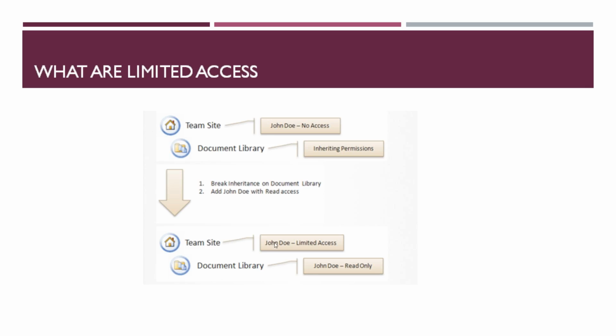So I want to talk about limited access, why you would see limited access. On the picture before you, which I have pretty much stolen from the internet, you will see a team site and then a document library. The team site gives John Doe no access, and then the document library underneath that is inheriting the team site's permissions. So that would mean that John Doe does not have permissions right now to the document library.